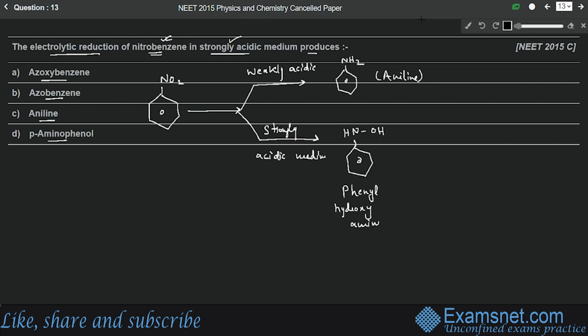But this is the intermediate. In the next step, there is rearrangement. Rearrangement takes place and the OH group comes at the para position. So this is the benzene ring. This is your NH2 because OH has been removed from here, and here OH. So this is the final product, and this is known as para-aminophenol.